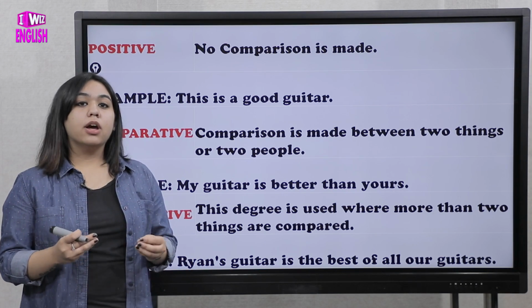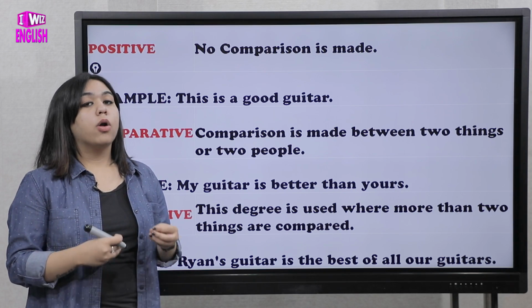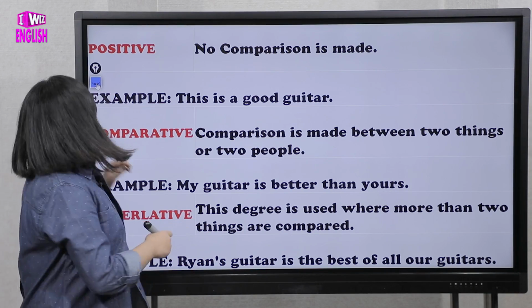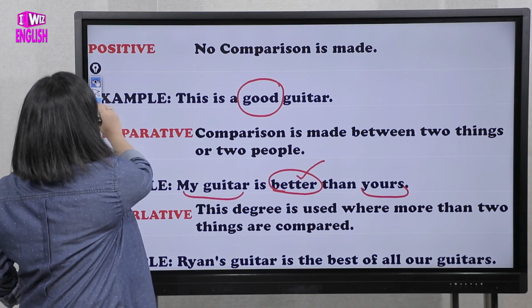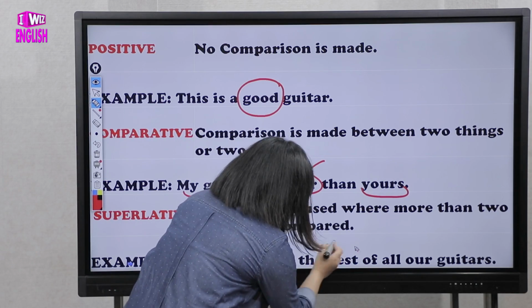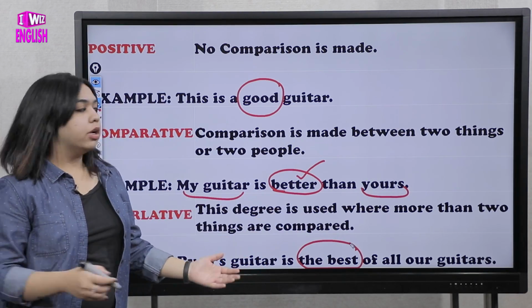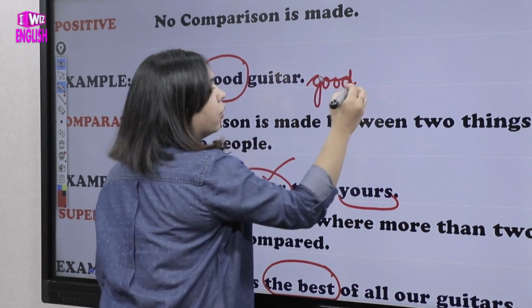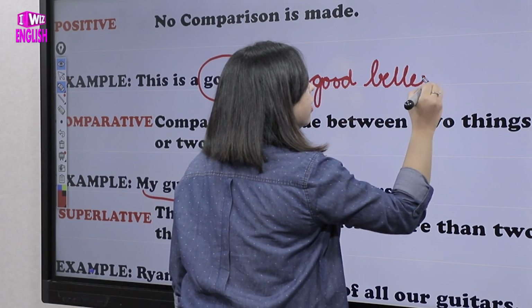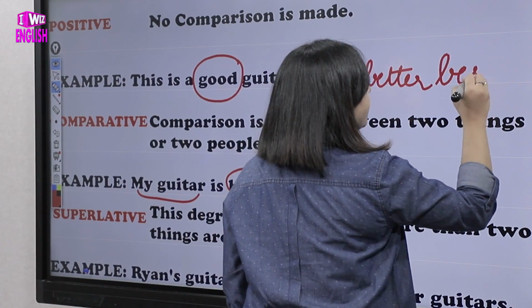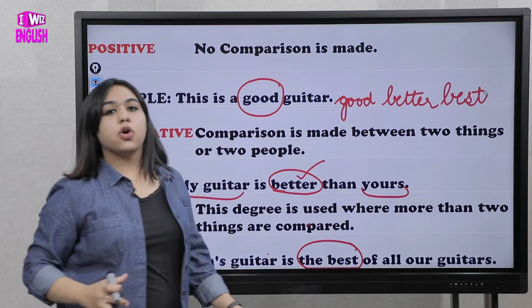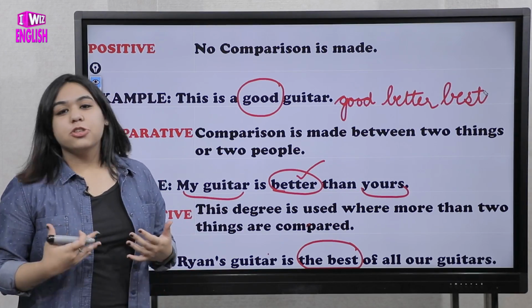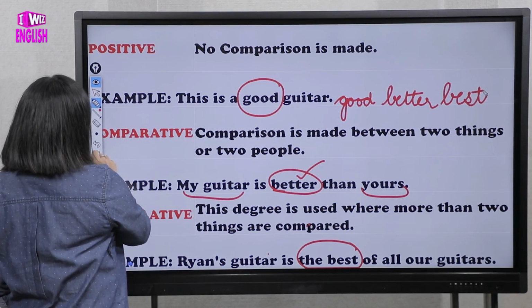So wherever we are comparing more than two things or objects or people, we use the superlative degree. Here you will see that I have used the word best. Is the best of all. So you see how it goes. The adjective is good. It goes like better and best. These are the three degrees of the adjective good: positive degree, comparative degree and superlative degree. I hope this is clear to you, and now we'll be moving forward.